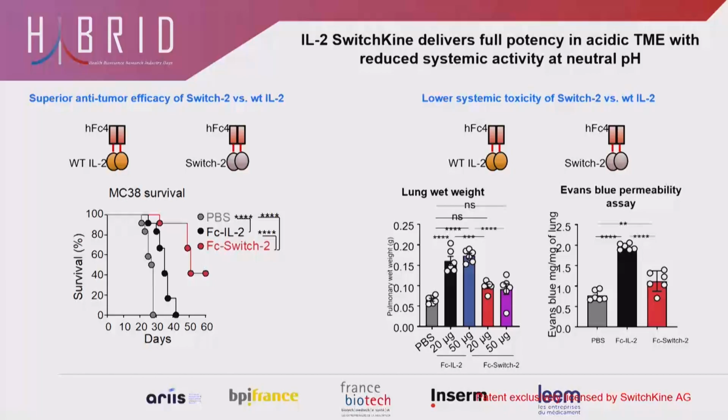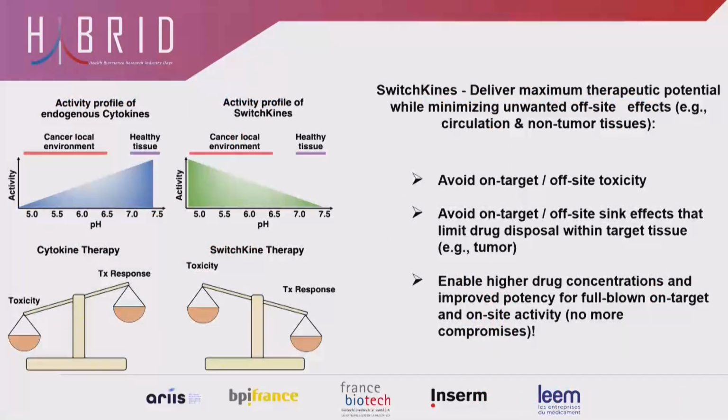But one of the major effects of high-dose IL-2 therapy is toxicity. By reducing the toxicity in the systemic organs, looking here at edema and lung weight, and at pulmonary syndrome, you could see that Switch2 has minimal toxicity in the lung, which is a very heavily oxygenated tissue. So just by changing how IL-2 interacts in the extracellular space, depending on the pH, we could get this effect.